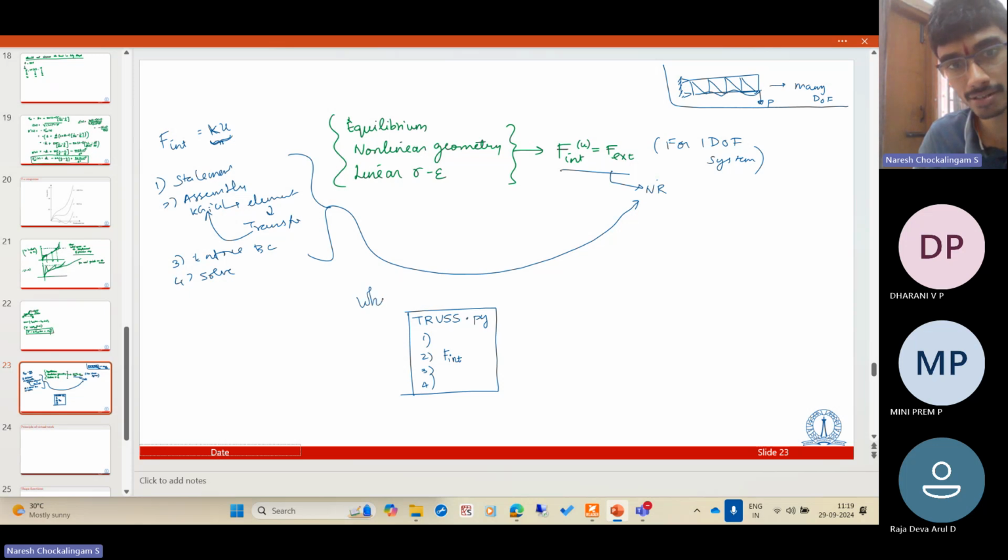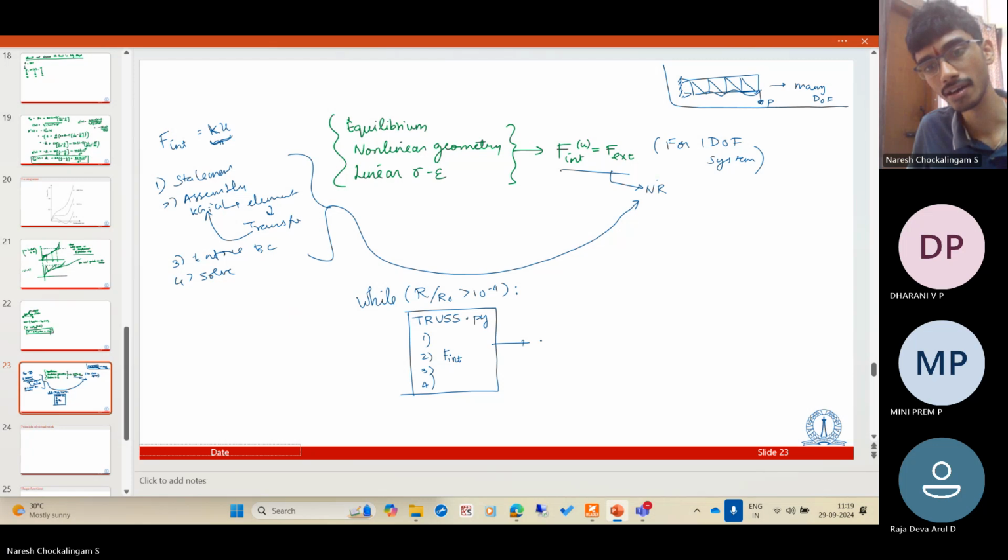So this will be under some while loop, while r is greater than 10 power minus 4. So the entire thing will get into a while loop. This entire solution will be done for every iteration of Newton-Raphson.